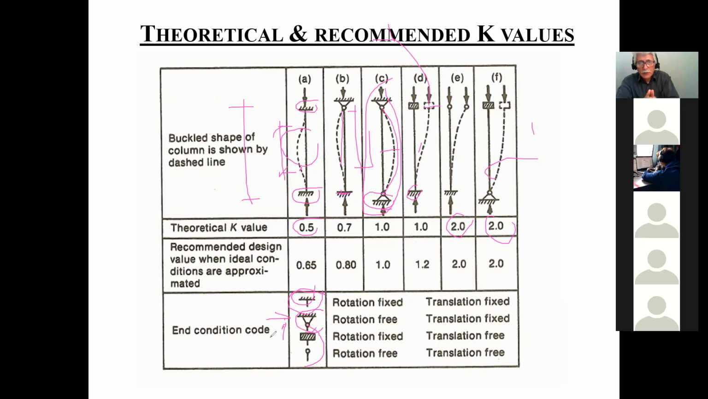What do we mean by pinned? Well, X and Y are fixed, but it can rotate. And what do we mean by a roller? Well, one direction is fixed and it's free to move in the other, okay? And it's free to rotate. So that's what we mean by those three conditions. And the other thing I want you to note here, guys, okay? I want you to note one thing, okay?